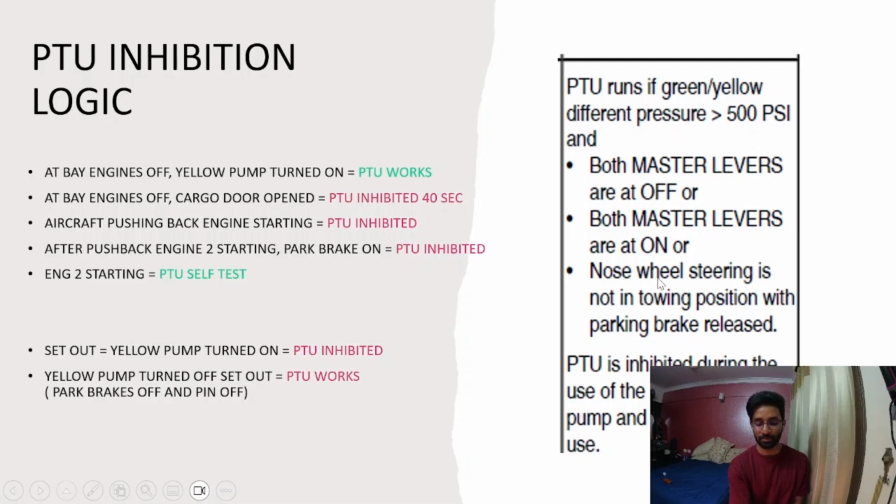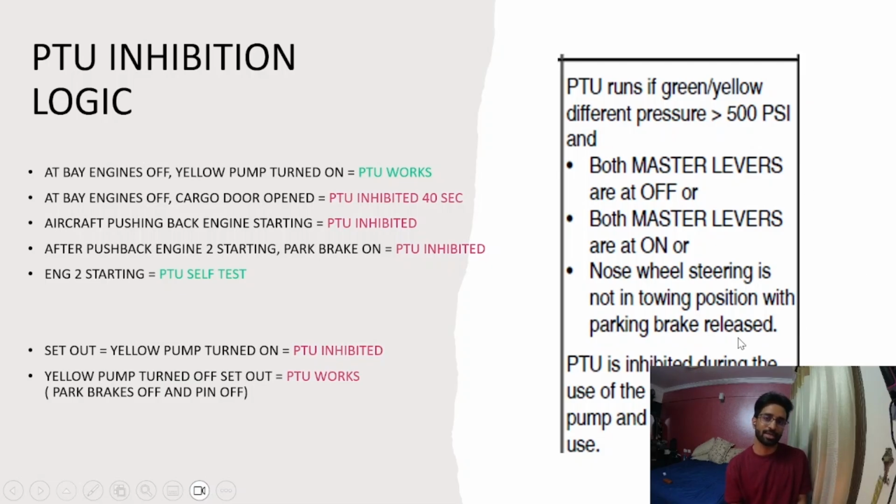So what is happening? 500 PSI pressure difference is there. Are both master levers off? No, only one is off. Are both on? No, only one is on. Is your nose wheel steering in towing position now? No, you're taxiing now, right? So nose wheel steering was long gone back. They removed it long back when they were disconnecting and walking away. So this is not there, and parking brakes are released. Yes, you're taxiing, so we'll release the brake and then only you will taxi, right? So this condition is satisfied, and this is also satisfied.